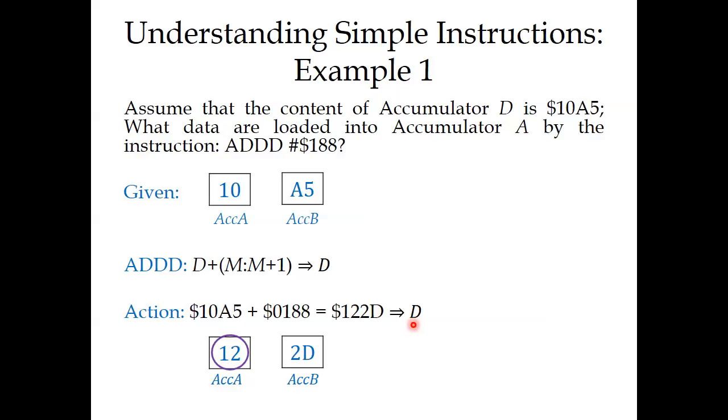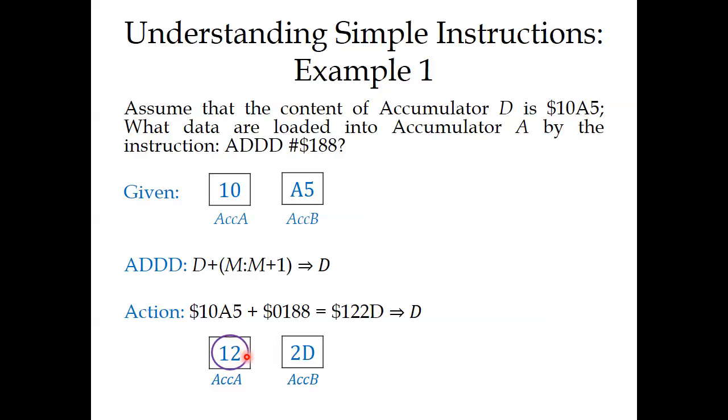So basically what you are doing is you are just adding 0188 to the content you have in accumulator D. But once you are done with the addition, you again keep the sum in D. Okay? So what do you have in D right now after you are done with the addition? You have 122D, but be careful, D is just A followed by B.